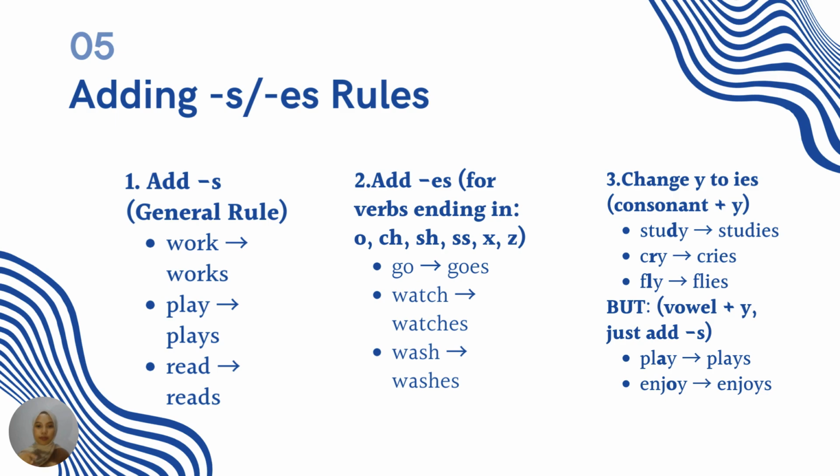And the third rule, change y to i and add es, for consonant plus y. For example, study to studies. Cry to cries. Fly to flies. But vowel plus y, just add s. For example, play to plays. Enjoy to enjoys. Like this.